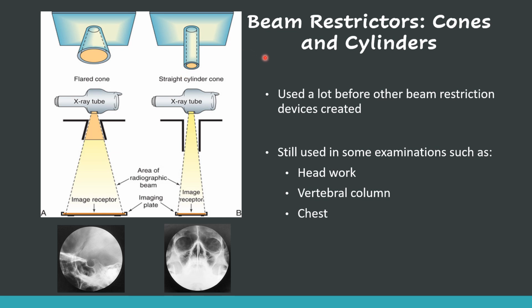Beam restrictors, cones, and cylinders, used a lot before other beam restriction devices were created, still used in some examinations such as headwork, vertebral column, and chest. So here we have the cylinders that kind of cone the beam. You'll see these on C-arms.